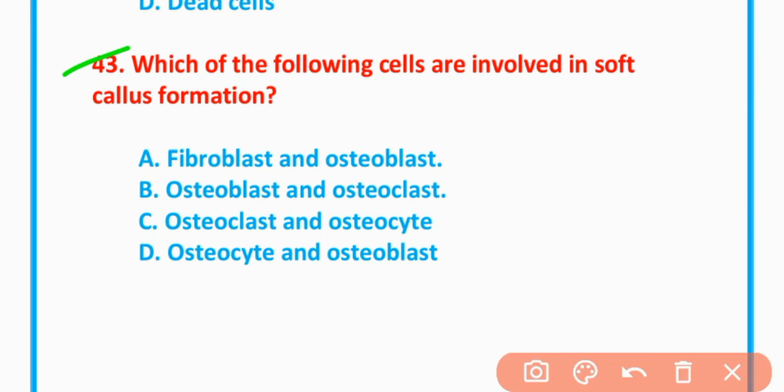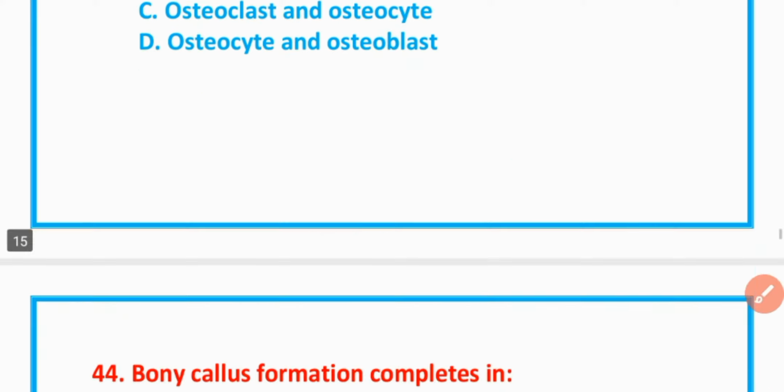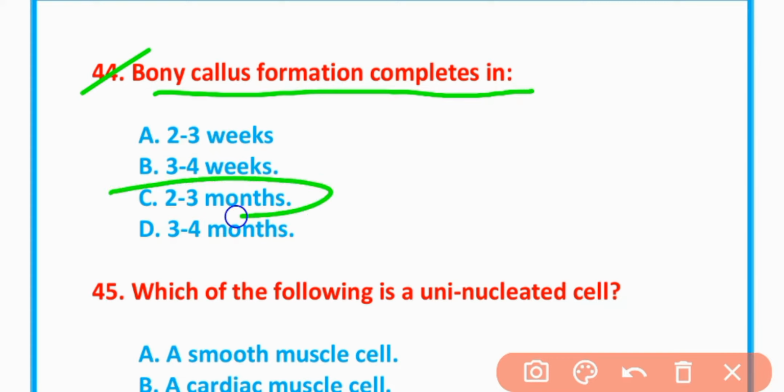43. Which of the following cells are involved in soft callus formation? Fibroblast and osteoblast. Option A is correct. MCQ number 44. Bony callus formation completes in 2 to 3 months. Option C is correct.